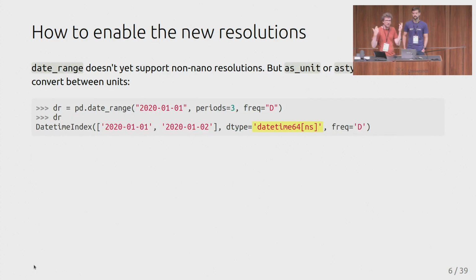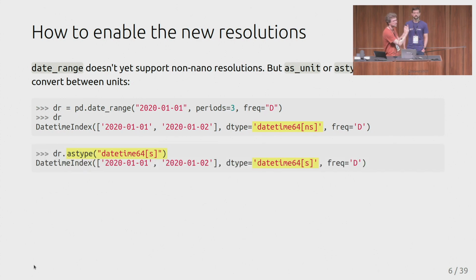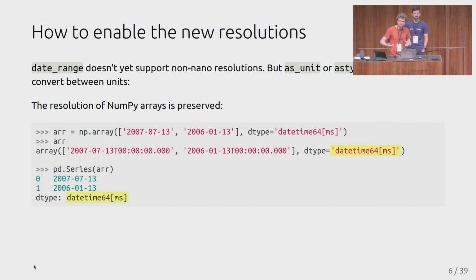How does this work in practice? So it's not yet enabled by default in all places, but for example, if you create a date range, you still get nanoseconds, but if you now explicitly cast it to a different resolution, that will actually preserve that and not silently just stay nanoseconds. Or if you start from a NumPy array and you create a Pandas series from that, if your NumPy array had, for example, milliseconds here, it will now preserve that resolution instead of silently converting to nanoseconds. So this is something actually already changed in the current version of Pandas.